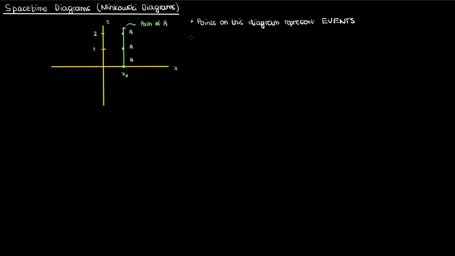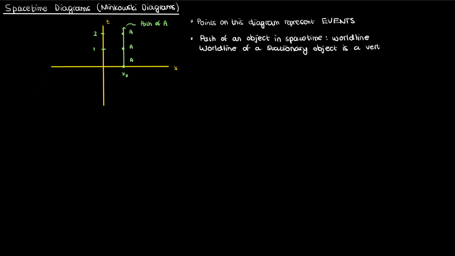Now, the path of A in spacetime, which happens to be represented by this vertical line for this particular situation, the path of an object in spacetime is called its world line. For a stationary object, the world line is, as you just saw, a vertical line. But let's draw another spacetime diagram to show another concept.